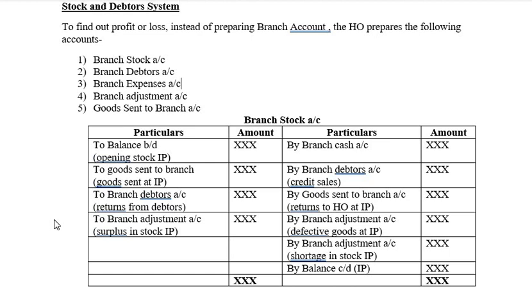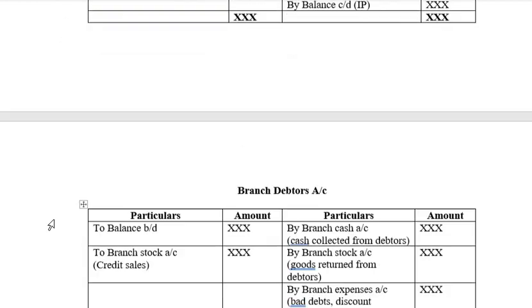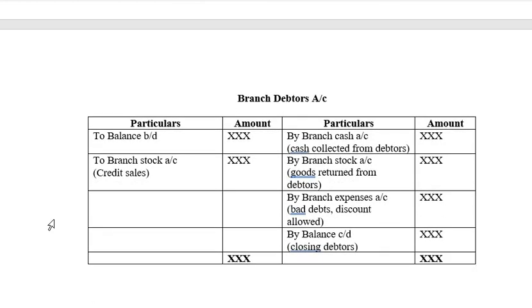The second one is the branch debtors account. This is the specimen of branch debtors account. In this account, there are many transactions regarding the debtors, transactions made by the branch in terms of debtors. This account is prepared to know the opening balance of debtors as well as the closing balance of debtors. We also get to know the amount of credit sales and the amount of cash received from debtors.